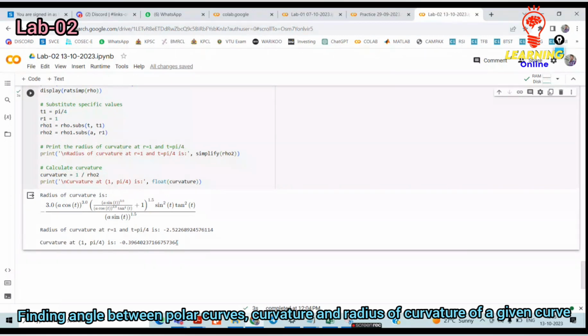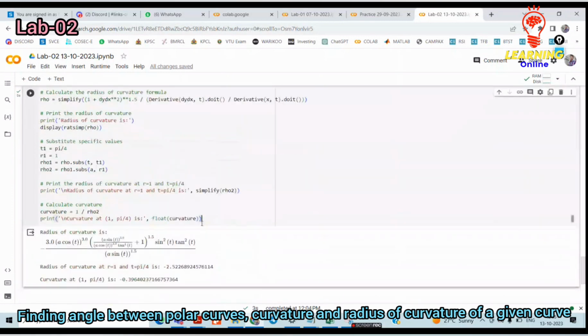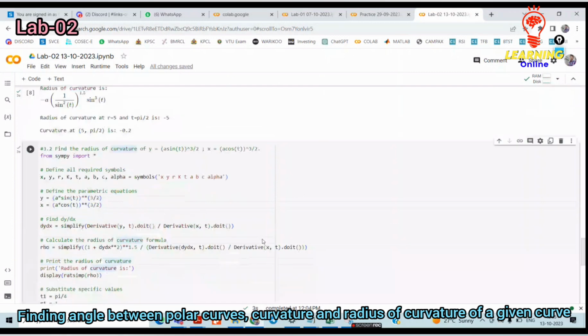Hope it is clear to everyone. Any doubt for this execution? Whatever I did till now was for lab 2. Hope you are getting this. If anybody has any doubt, you can ask. If it is clear, raise your hand.